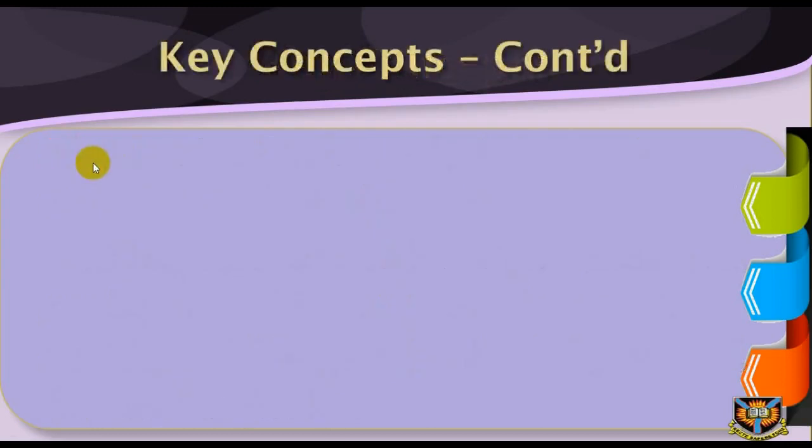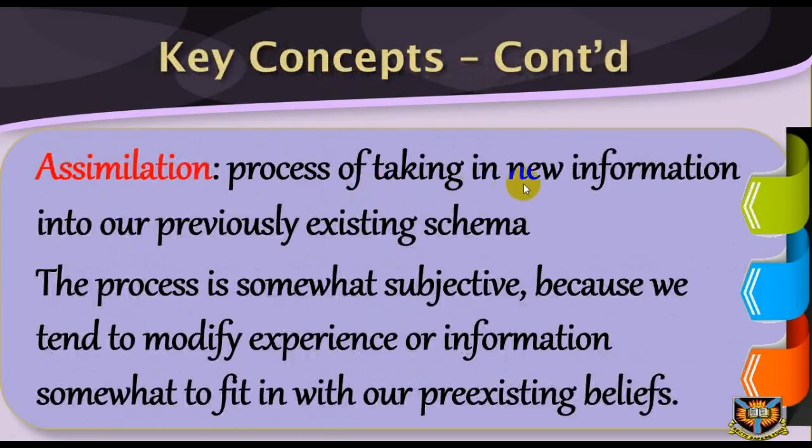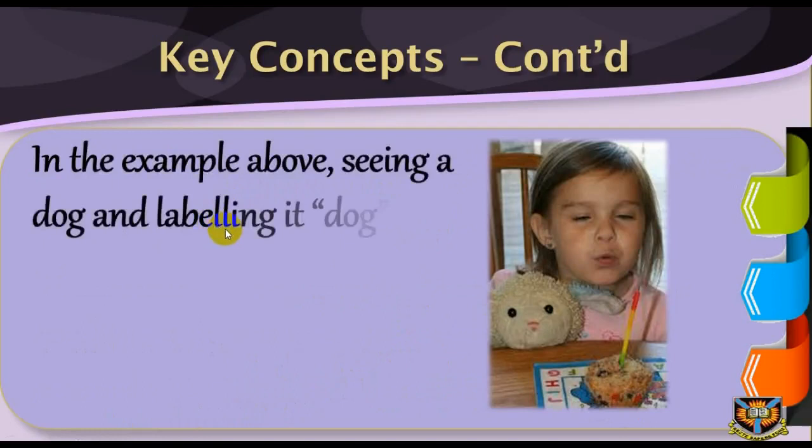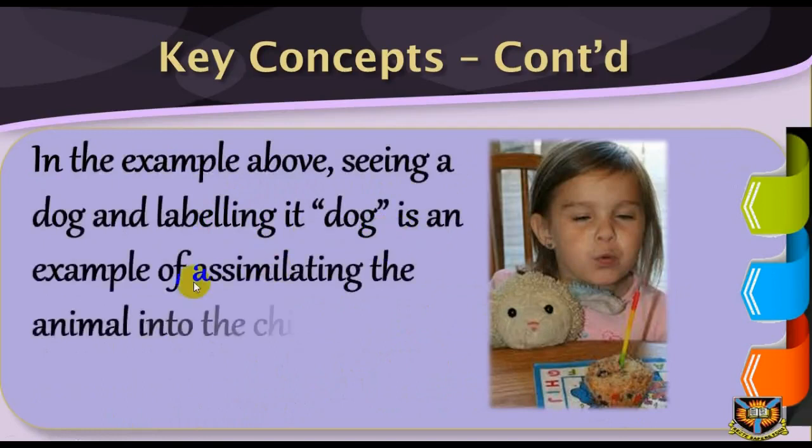Assimilation. This is the process of taking in new information into our previously existing schema. The process is somewhat subjective because we tend to modify experience or information somewhat to fit in with our pre-existing beliefs. In the example above, seeing a dog and labeling it dog is an example of assimilating the animal into the child's dog schema.